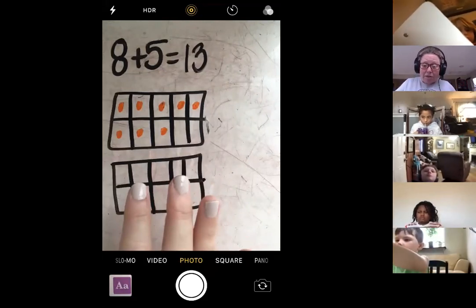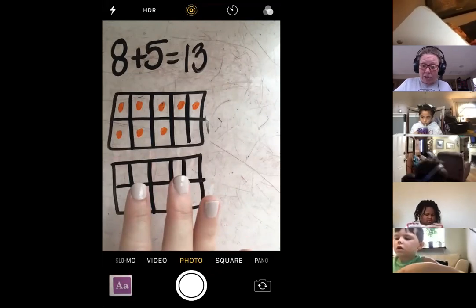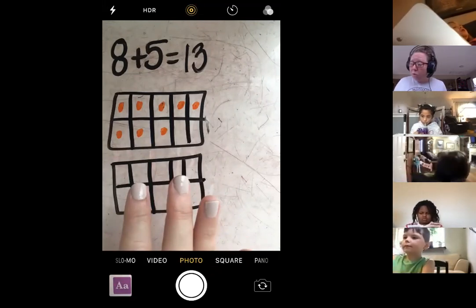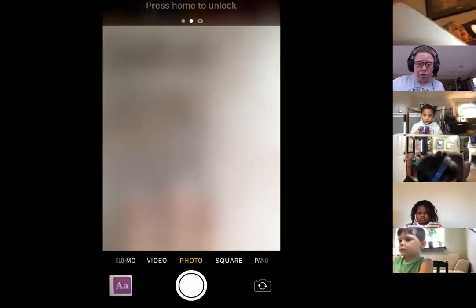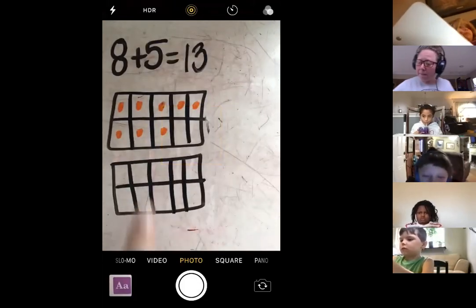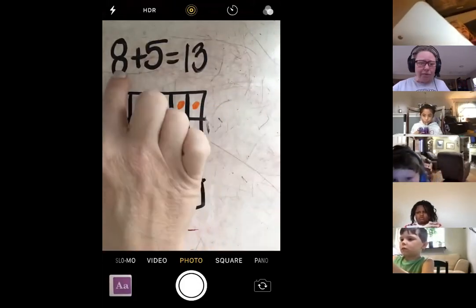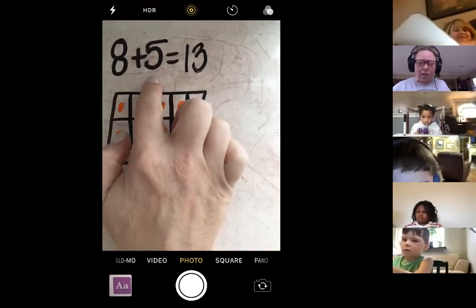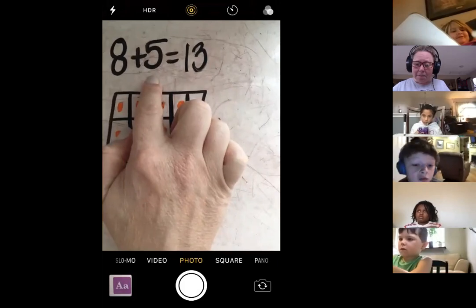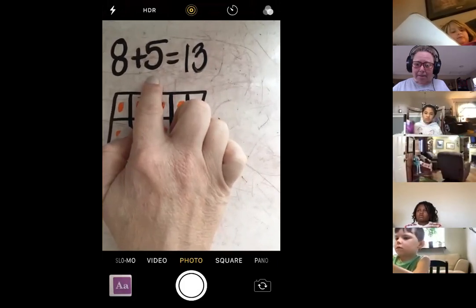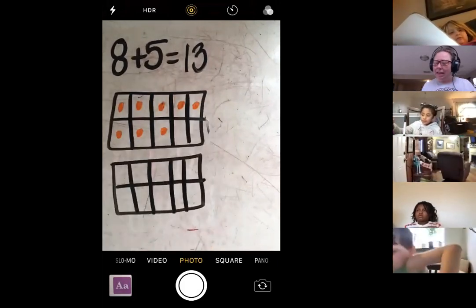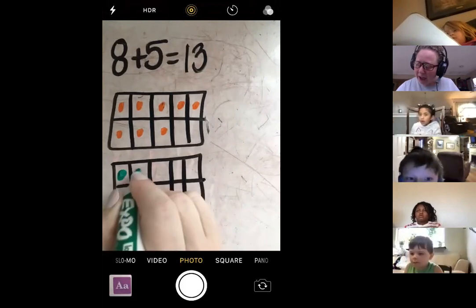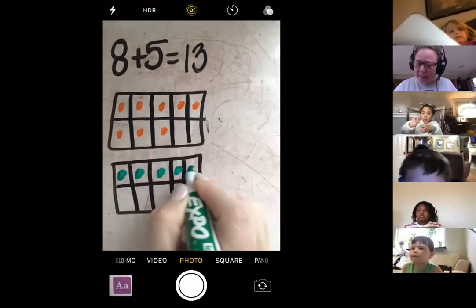Now, Akila, I know that your preferred strategy is to draw models and to draw circles, okay? And that's a great strategy to use. You can use that whenever you want. This is just another strategy, okay? All right, so we've got 8 for our first add-in, and we've got 8 in our 10 frame. What's our second number in our add-in? 5. Oh, thank you, Ian. Ian says 5, so I'm going to put 5 in my second 10 frame.